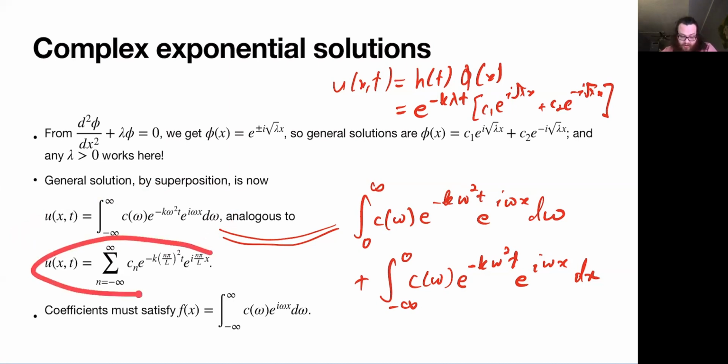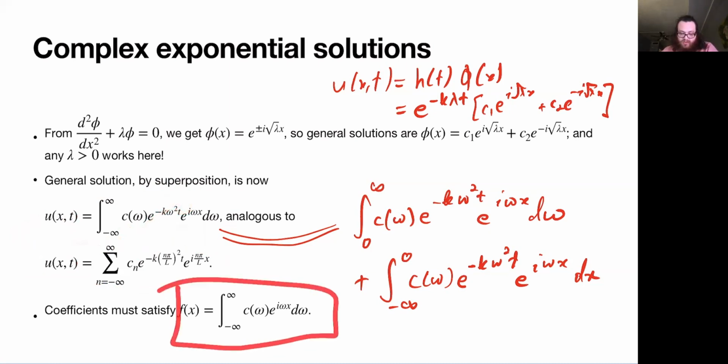Right, and we can compare it to what we had before, piece by piece. If we want this to satisfy the initial condition as well, we plug in t equals 0 in there. This becomes 1, so we're left with c omega e to the i omega x, which is another version of this Fourier representation.